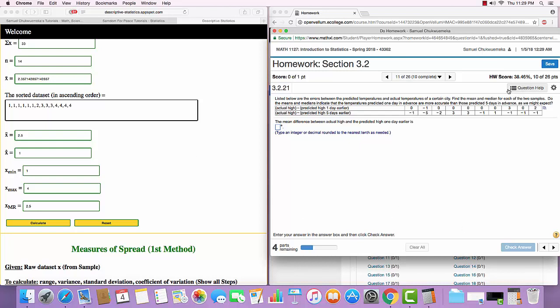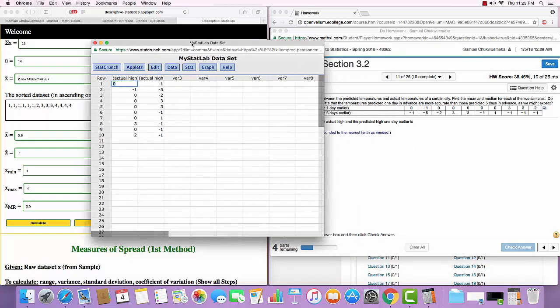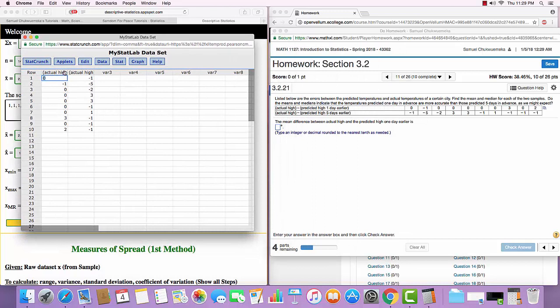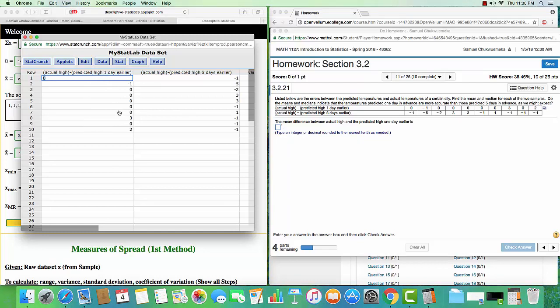Okay, I'm going to use StatCrunch. So click here, open in StatCrunch. If you want to see this well, you can just drag it to expand it. Okay. So, these are the errors for the temperatures predicted one day earlier, and the errors for the temperatures predicted 5 days earlier. So let's look at the mean difference between actual high and the predicted high one day earlier.